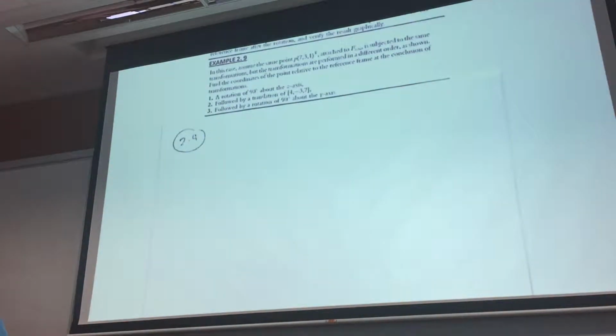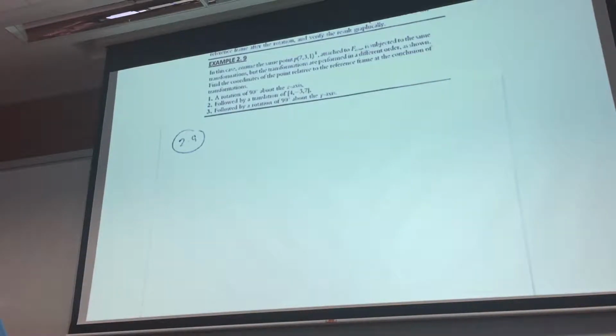This is where there's a sequence of actions coming along. Now you assume that you have a different point, 7, 3, 1. Then you are attached to frame NOA. Whenever they say frame NOA, once you see this NOA, it refers to the moving frame. If they say maybe XYZ, it refers to the fixed global frame. Are you able to see? Clear, right?